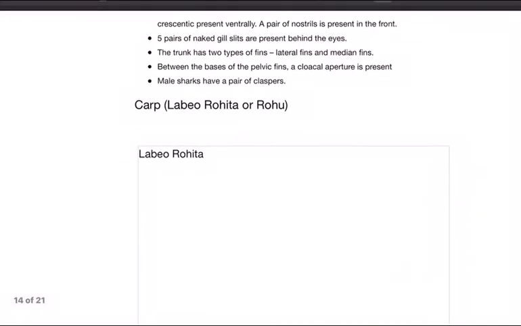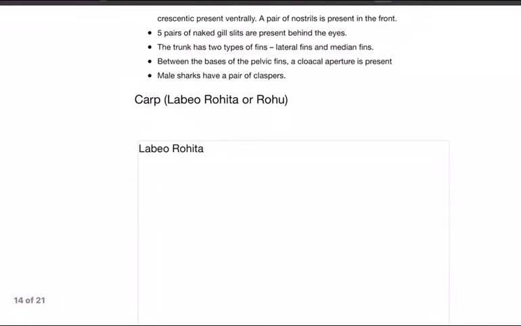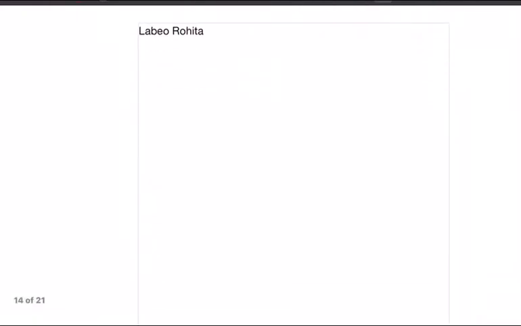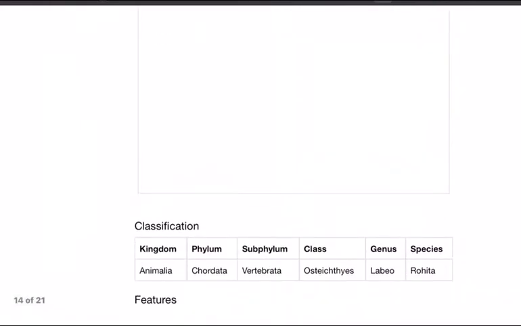It is wide. And when you come back physically to the school, you can see this. The specimen is available with us. And next, some more features. A pair of nostrils is present on the front. 5 pairs of naked gill slits are present behind the eyes. The trunk has 2 types of fins, lateral fins and medial fins. Between the bases of the pelvic fins, the cloacal aperture is present, and male sharks have a pair of claspers.